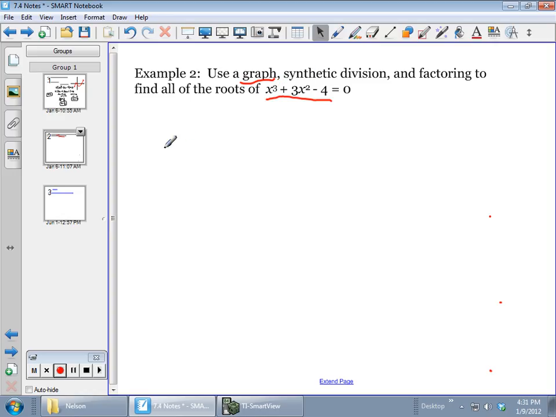So I know it crosses at -2. So I'm going to use synthetic division. I'll put the -2 in the box, or I think it crosses at -2. I should rephrase that. I don't know for sure until I prove using synthetic division that it actually does cross at -2. So I'm going to put -2 in the box. I'm going to put 1, 3, 0, because there's no x term, and -4 for my coefficients.